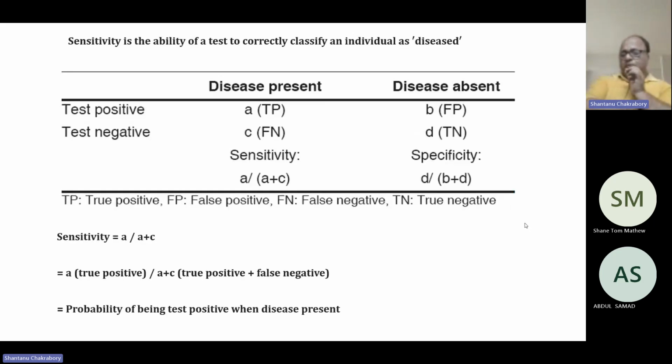Now, there are two very important things that we need to know: sensitivity and specificity. What is sensitivity, what is specificity, and how do we calculate them? Sensitivity is the ability of a test to correctly classify an individual as diseased. So you test positive and the disease is present, then it is called a true positive.